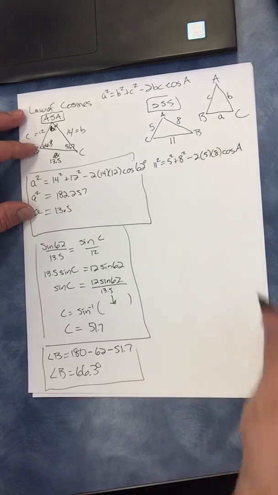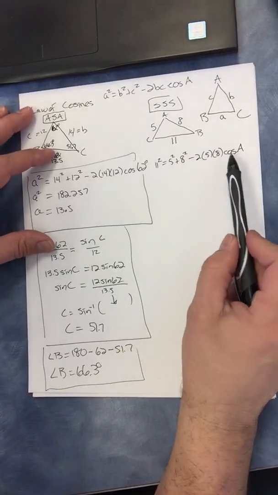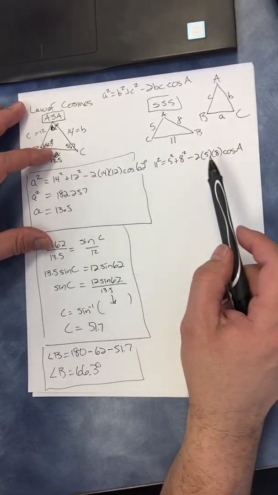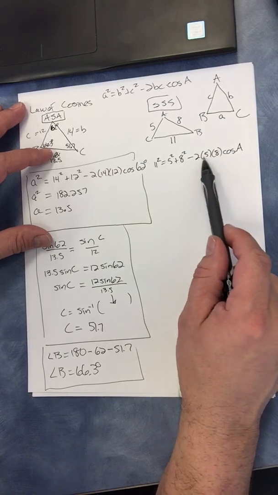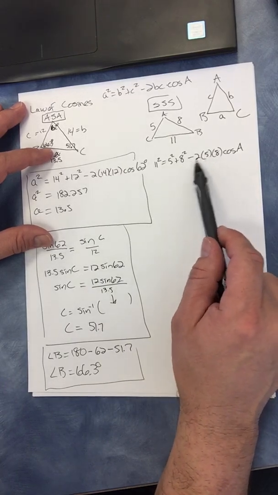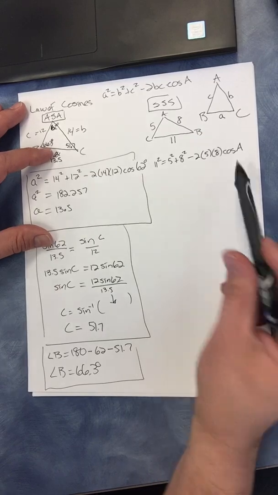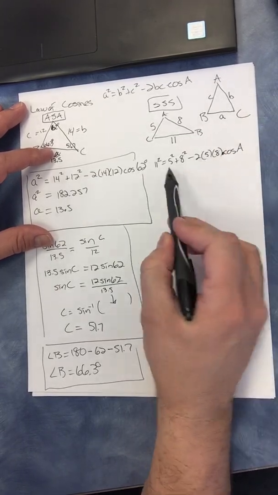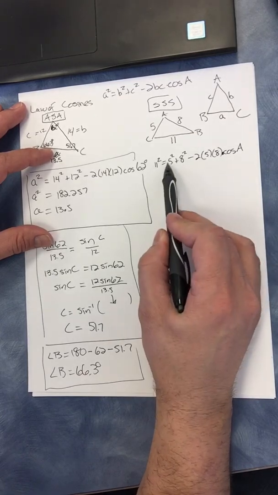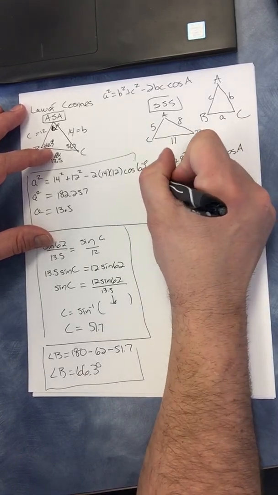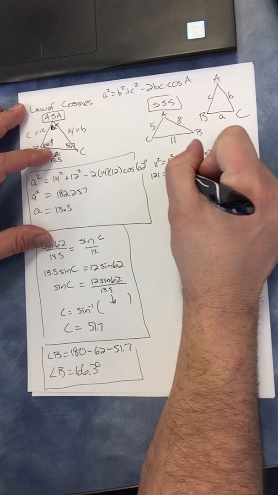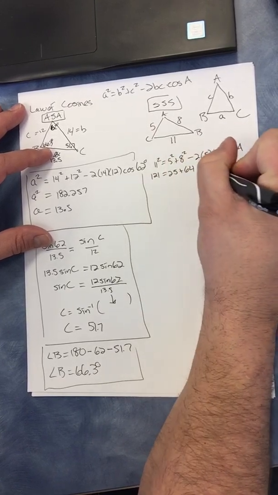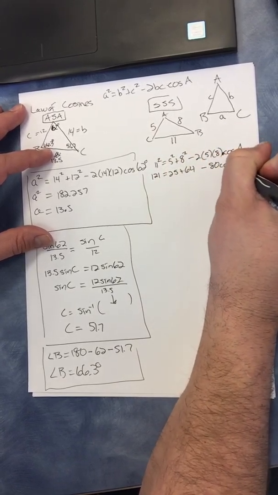Angle A. Okay? Now this time I can't just put everything in the calculator. Here's the big deal. These three numbers, when I multiply them together, 2 times 5 is 10 times 8. That's 80 right there. That's an 80 times cosine of A. So these are stuck together. I can't combine that 80 with this 25 and this 64. Okay, so this goes 121 is equal to 25 plus 64 minus 80 times the cosine of angle A.